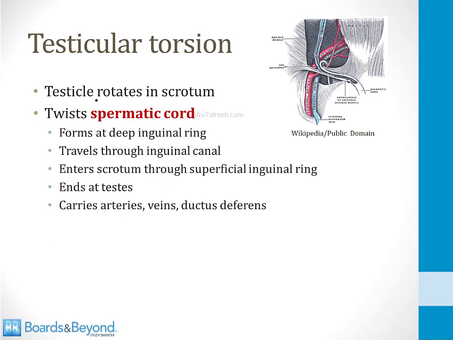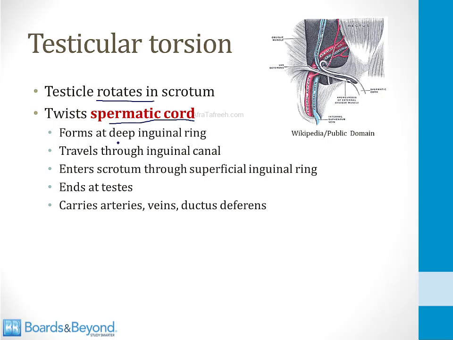In this disorder, the testicle rotates in the scrotum, and when it rotates, it can twist the spermatic cord, and because the spermatic cord carries blood vessels, this can lead to vascular compromise of the blood vessels going to and from the testicles. Let's start by reviewing the structures in the spermatic cord.